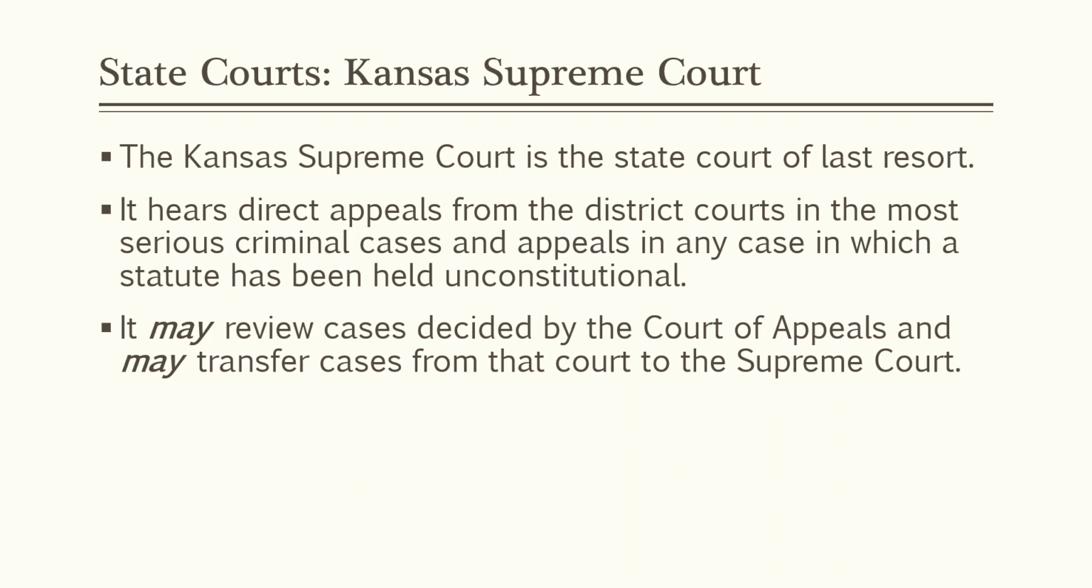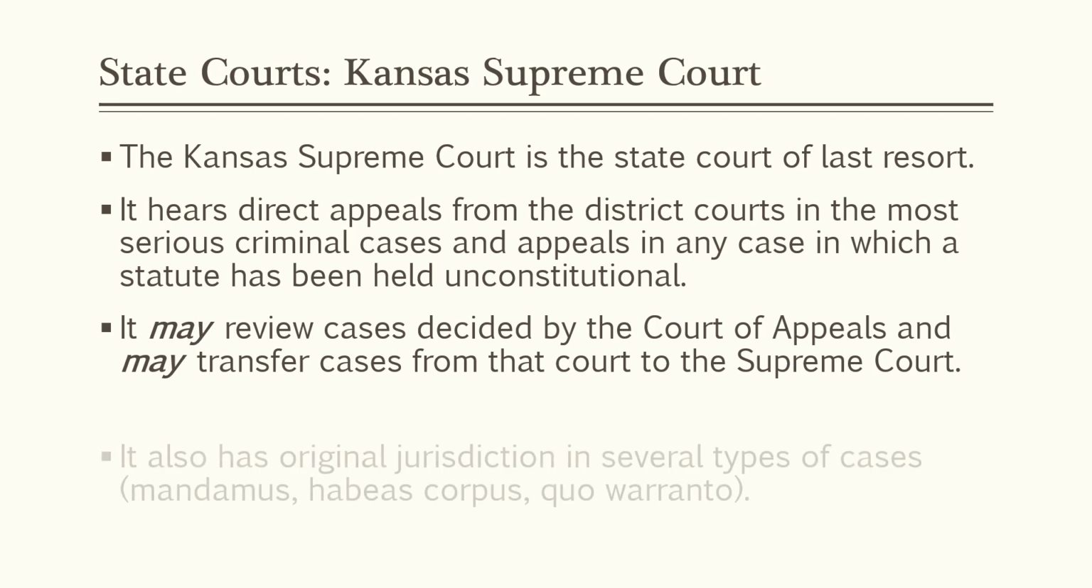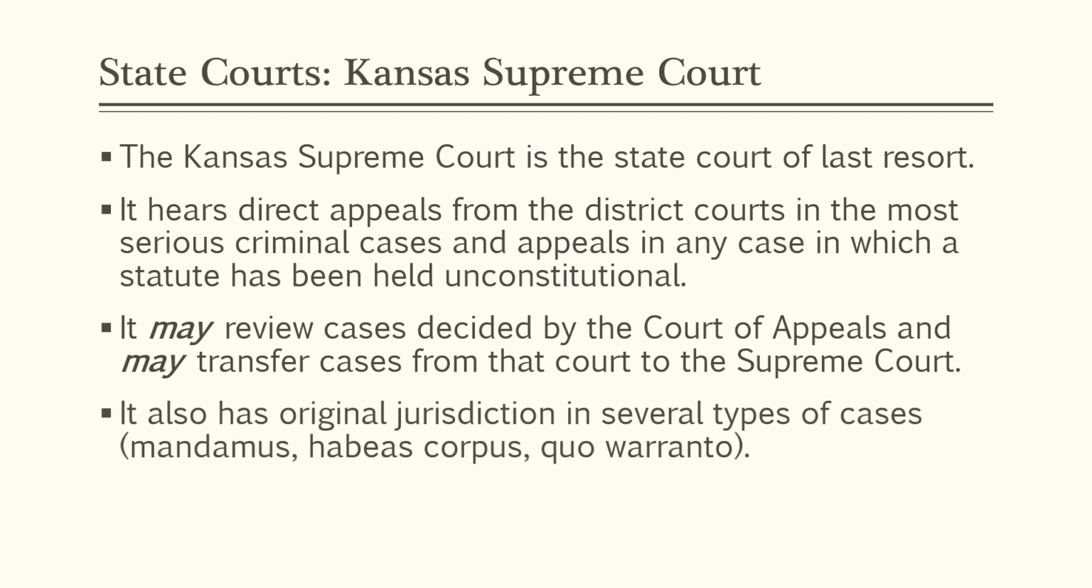It may review cases decided by the Court of Appeals and may transfer cases from that court to the Supreme Court. It also has original jurisdiction in several types of cases: mandamus, habeas corpus, quo warranto. It's very rare, and most often you're going to see appeals from the Court of Appeals to the Supreme Court.